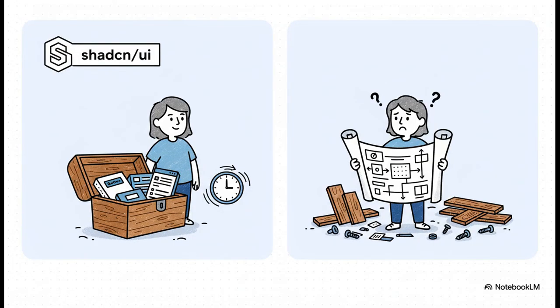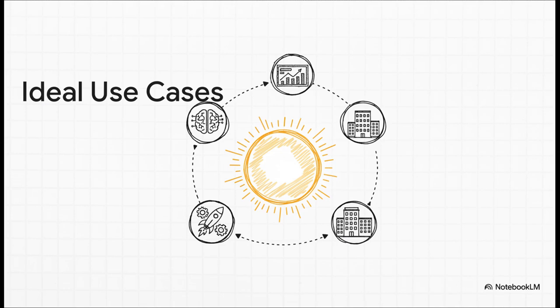Okay, but what about just using Tailwind by itself? I mean, you could do that, for sure. But then you're on the hook for building every single component from scratch, including all that really complex accessibility logic for things like dropdowns, dialogues, you name it. shadcn/UI basically hands you those production-ready, accessible primitives for free, which is going to save you a massive amount of time and engineering effort. So where does this thing really shine?